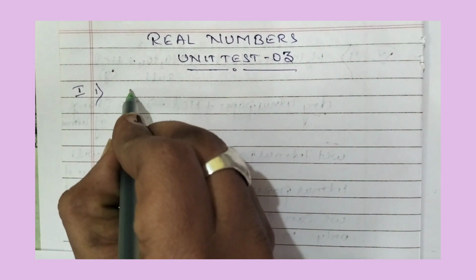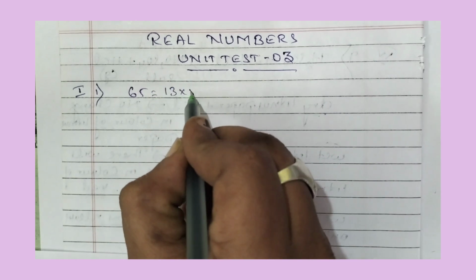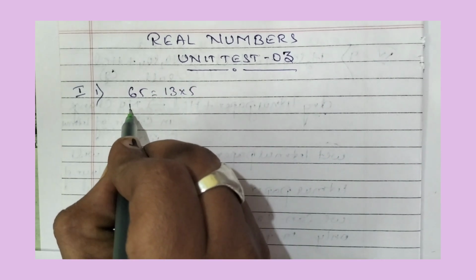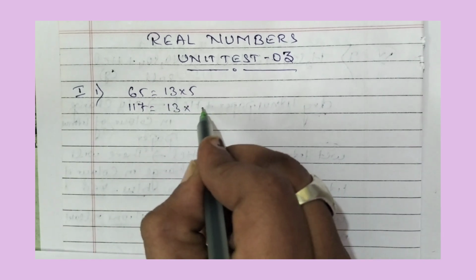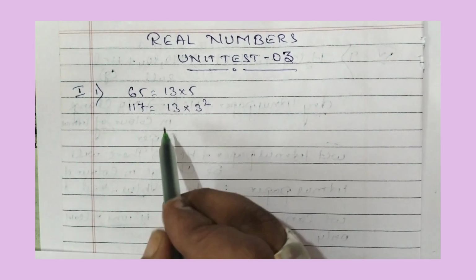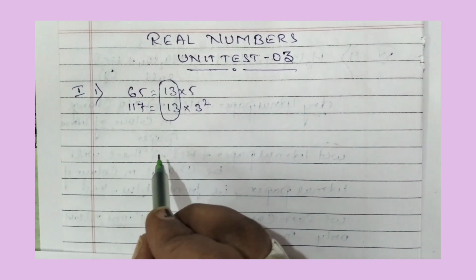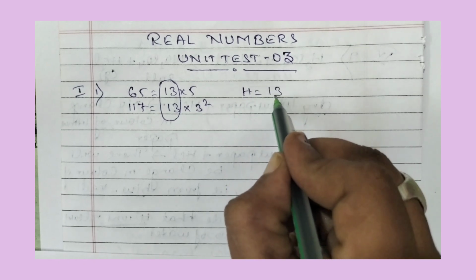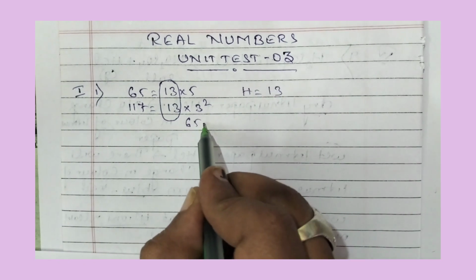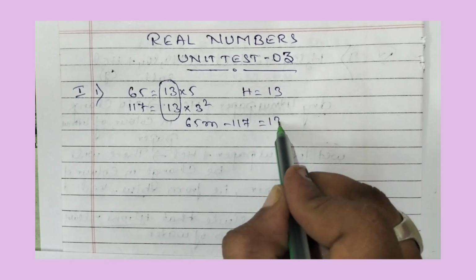Before that, first find the HCF of 65 and 117. 65 can be written as 13 into 5, and 117 can be written as 13 into 3 to the power of 2. 13 nines are 117. So what is common to both? That is 13. So HCF is equal to 13. So 65m minus 117 is equal to 13.